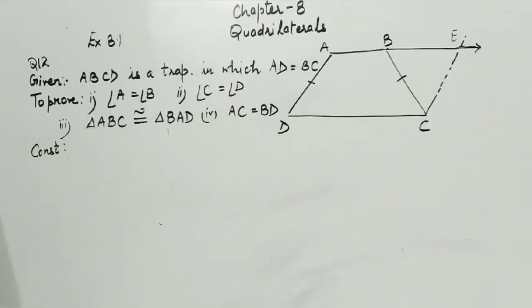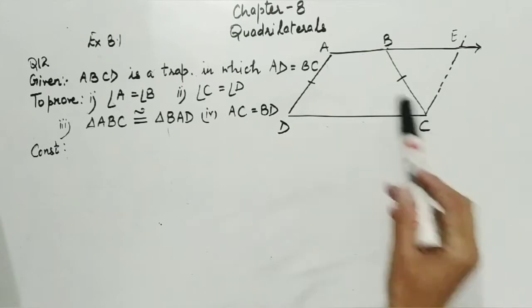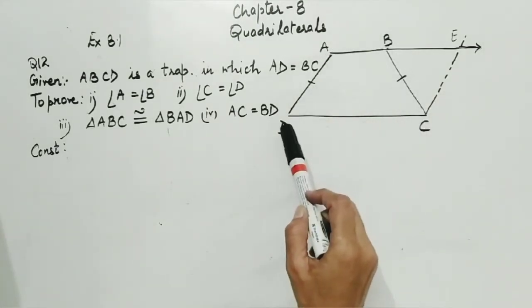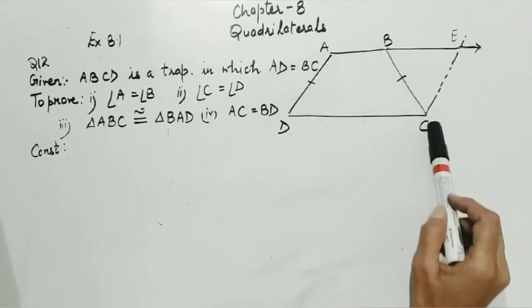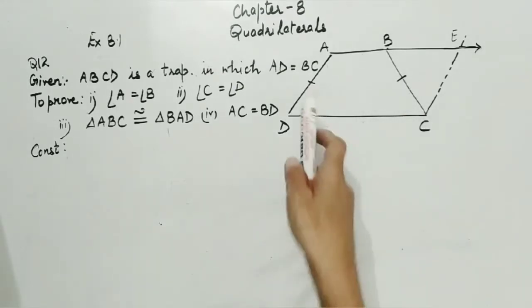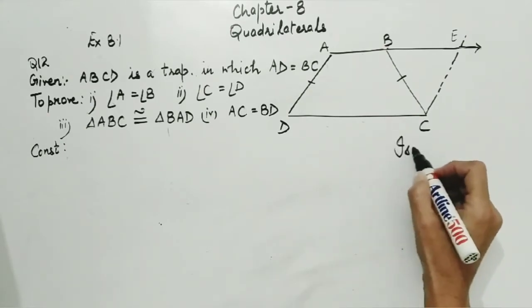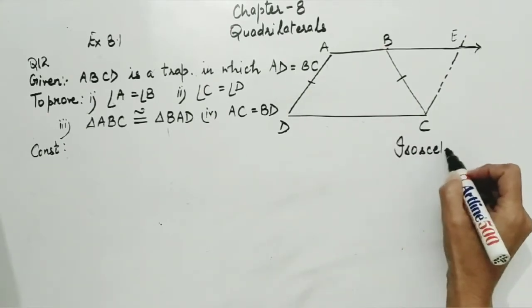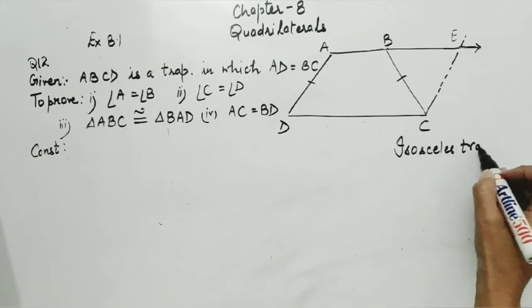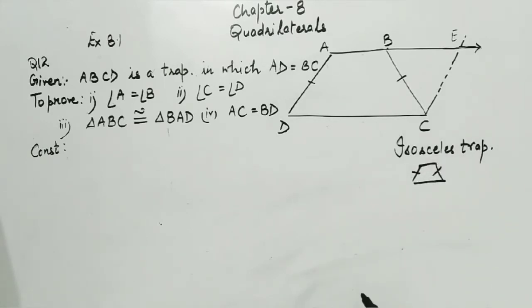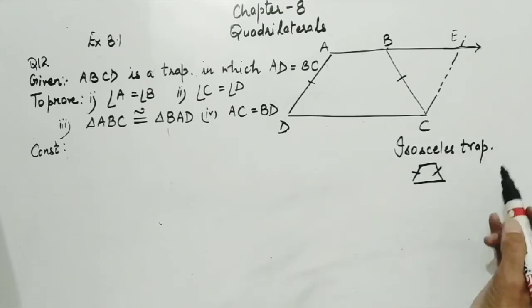Question number 12 from the same exercise. ABCD is a trapezium. As you can see, the non-parallel sides AD and BC are equal. Such trapeziums have a special name. We call them Isosceles Trapezium, in which the non-parallel sides are equal.